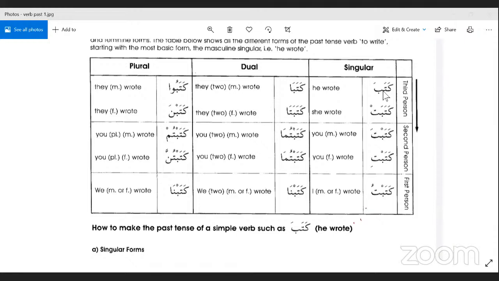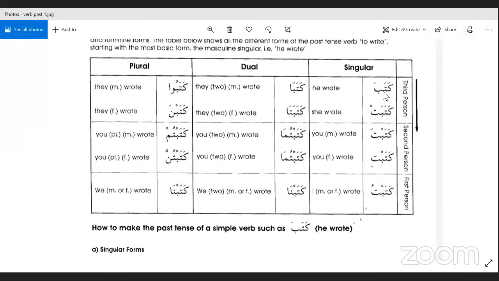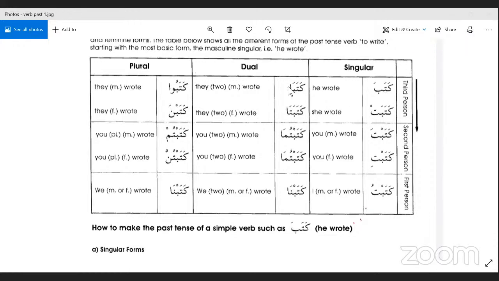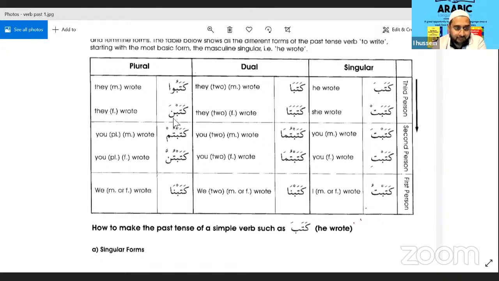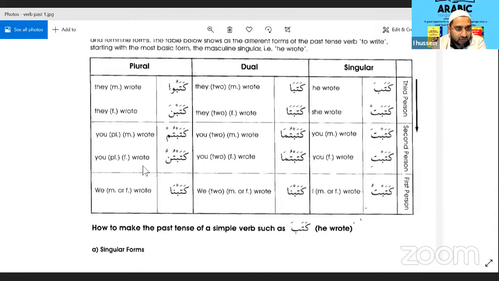Correct. Nasarat would be singular, she wrote. No, she helped, sorry. Nasarata would be they two helped. And Nasarna would be more than two females. Excellent. Thank you so much.